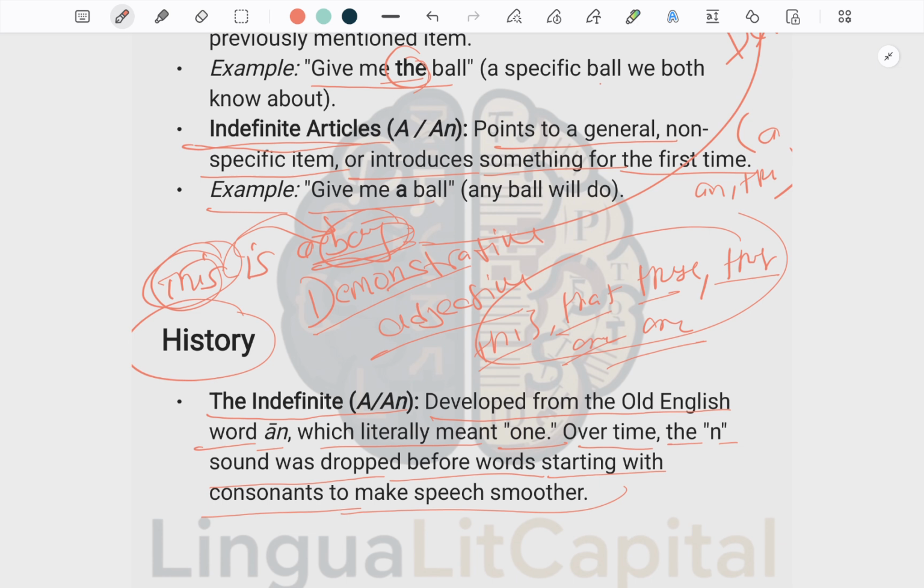When do you use a consonant sound? When do you use a vowel sound? This is all about the grammatical terms: if there is any word that starts with a vowel sound, then we use an, and when there is a word that starts with a consonant sound, then we use a.